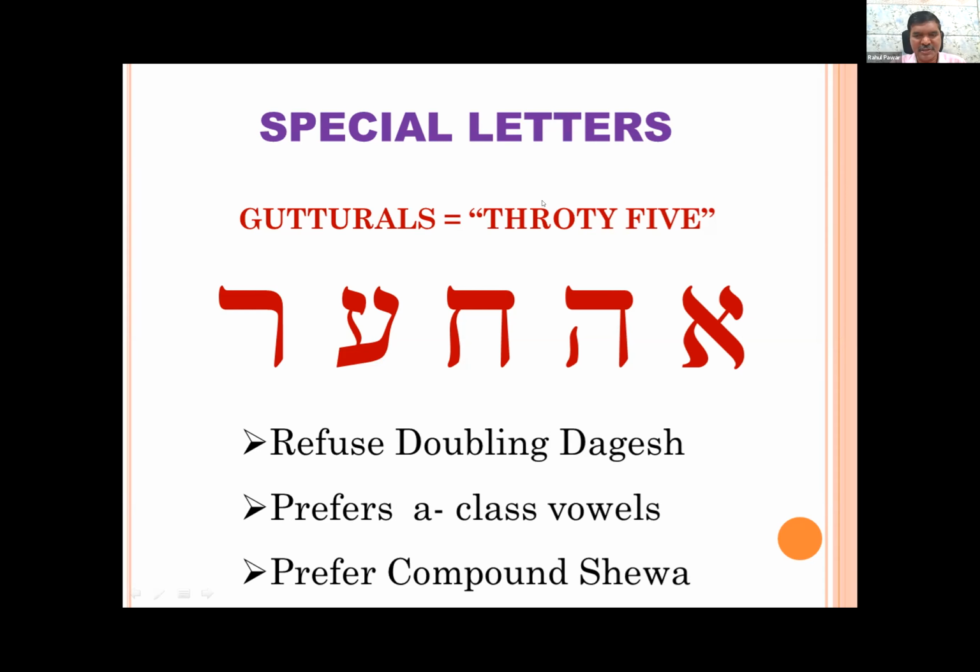These are their characteristics. And the third characteristic is that they prefer compound Shiva. Now, tell me which are the three compound Shiva we learned.